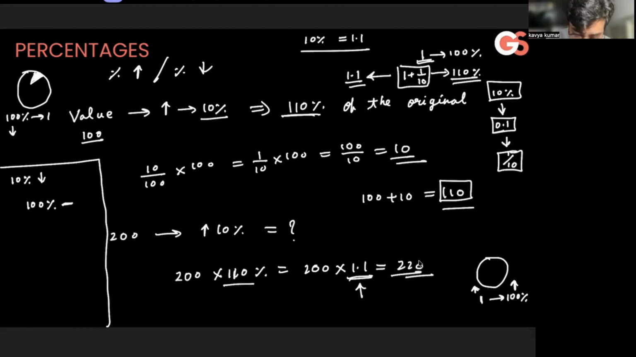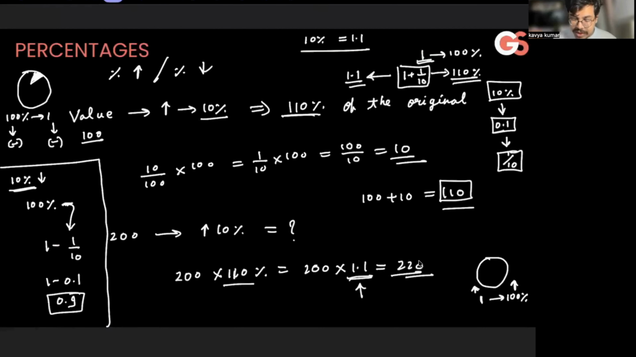So something will be subtracted from this. If something is subtracted from this, something will be subtracted from this as well. What will be subtracted? 10%. 10% is getting subtracted. 10% is how much? 1 by 10. Okay. So how much does this become in the form of a fraction? 1 minus 1 by 10. This is how much? 1 minus 0.1. This is 0.9.